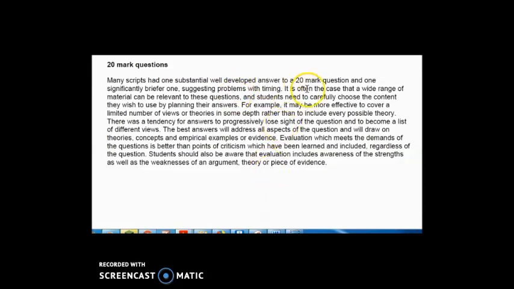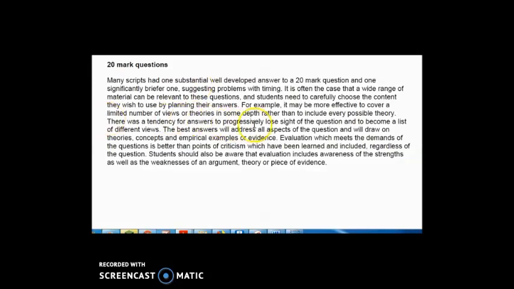A couple of things here as well. It's often the case that a wide range of material can be relevant, and you need to carefully choose the content by planning your answers. This is suggesting that the examiner is expecting a brief plan, so at least then you can choose the best material to answer the question set.